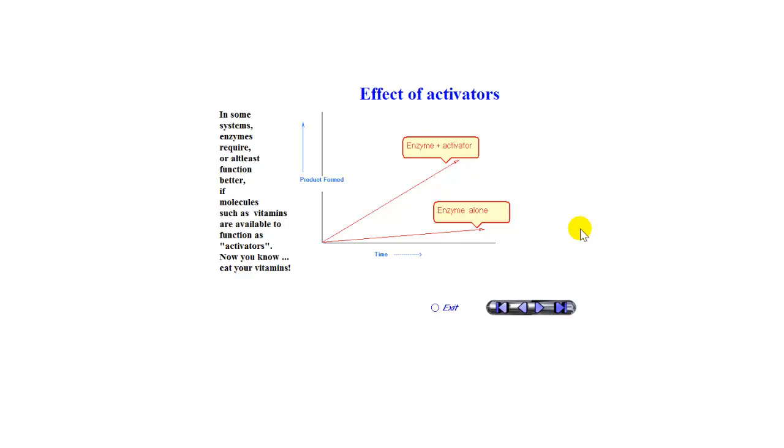How about the effect of activators? In some systems, enzymes require or at least function better if molecules such as vitamins are available to function as activators. So eat your vitamins. This is an enzyme alone. This is an enzyme with vitamin K, let's say, or vitamin E. Enzyme and activators. There are reasons in terms of the shape of the molecule itself why often those activators work the way they do.